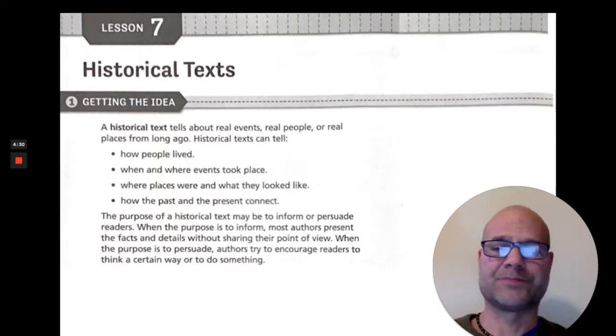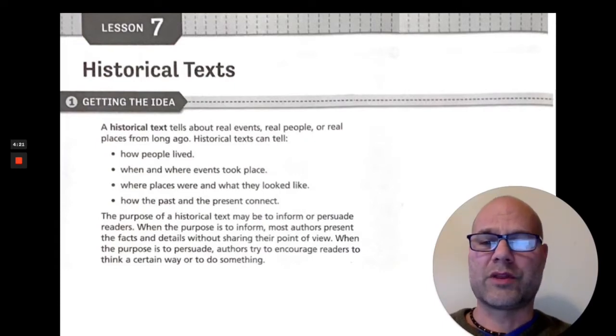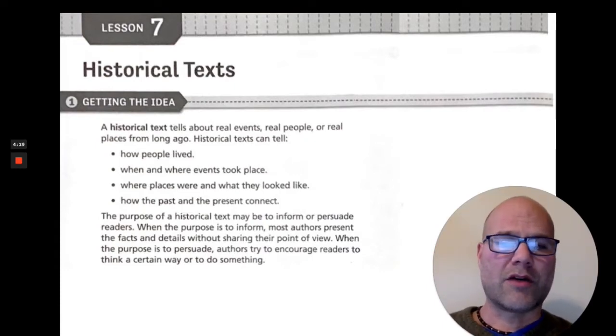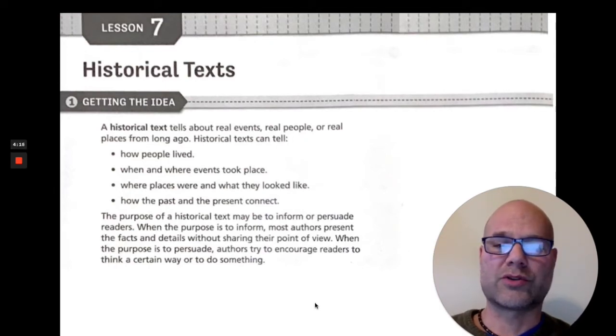persuade readers. When the purpose is to inform, most authors present the facts and details without sharing their point of view. When the purpose is to persuade, authors try to encourage readers to think a certain way or to do something.